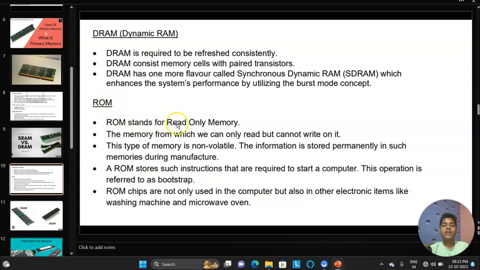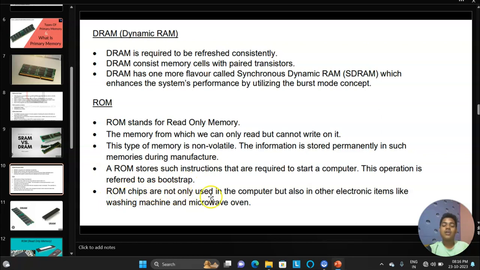ROM stands for read-only memory. This is memory from which we can only read but cannot write. In RAM, we can read and write the memory. In ROM, we can only read but cannot write on it. This type of memory is non-volatile. ROM stores the instructions that are required to start a computer. This operation is referred to as bootstrap.